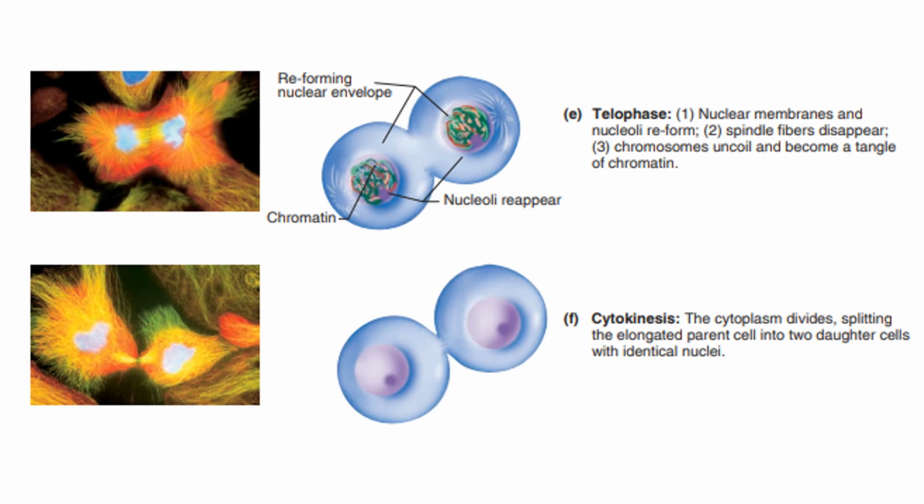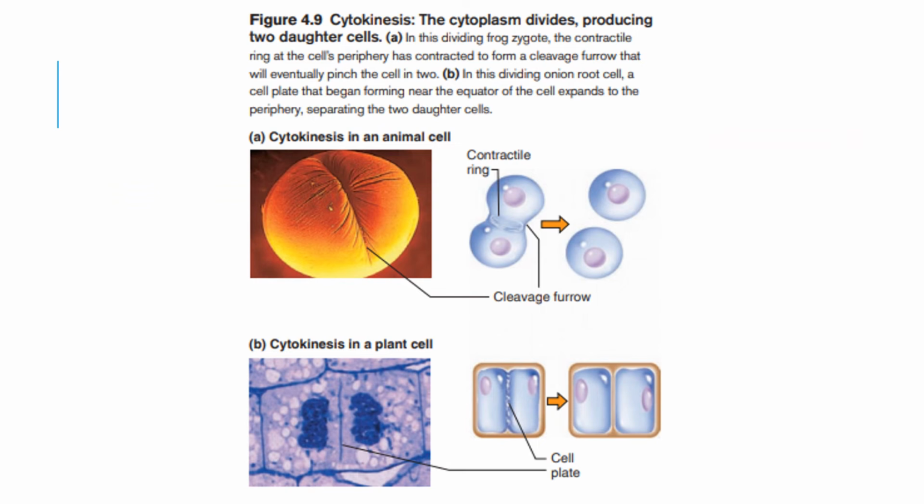In telophase, the nuclear membranes or nuclei reform, and the spindle fibers disappear. The chromosomes uncoil and become a tangle of chromatin. And the last stage is cytokinesis, where the cytoplasm divides, splitting the elongated parent cell into two daughter cells with identical nuclei. These two images show the cytokinesis of the parent cell producing two daughter cells.